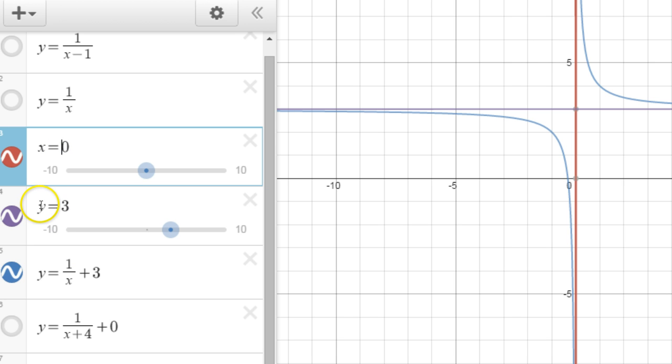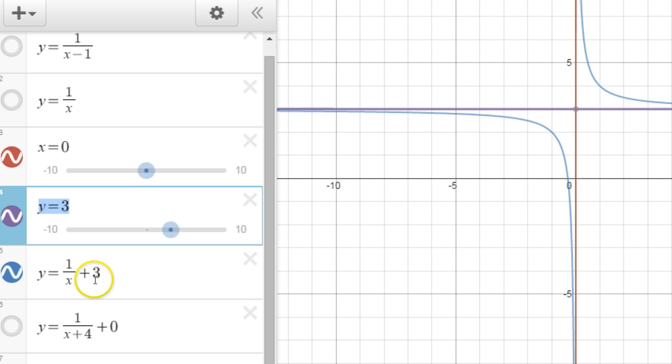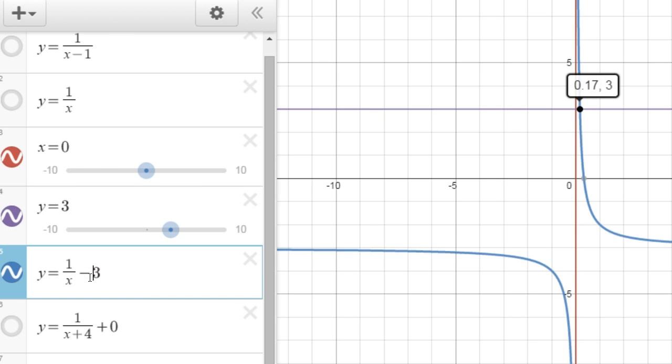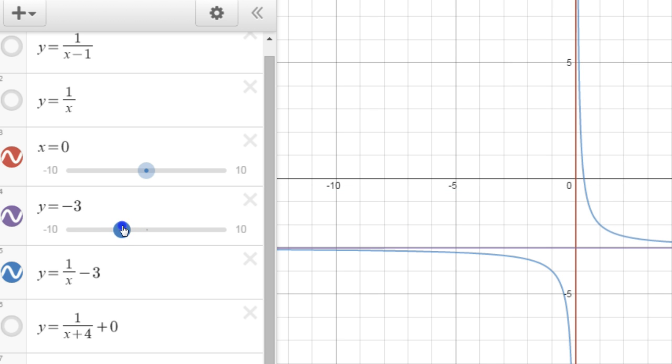And my horizontal asymptote, I'm just going to count this part at the end, and that's going to be the positive 3. Okay. Now if I change this to a minus 3, I would definitely need to change my horizontal asymptote down to a negative 3. And voila. Now how do I know I have the asymptote? When I don't have any intersection between the two graphs anymore.